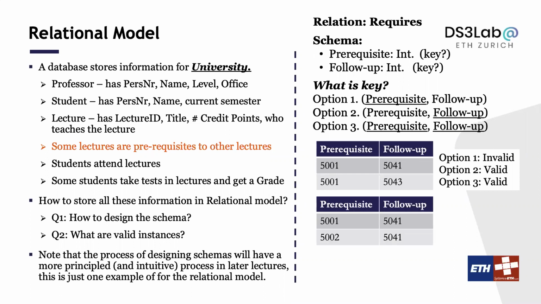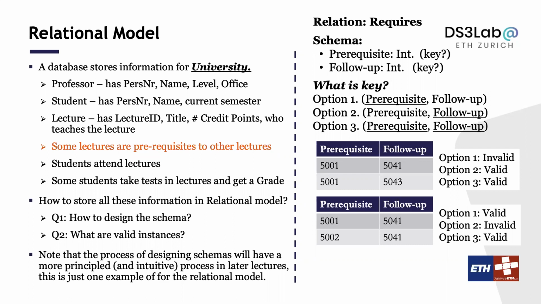And let's look at this instance. Okay, I have one follow-up course 5041. To take that course, you need to take two different courses. You need to take both 5001 and 5002. So this instance is valid under option 1 if you have prerequisite as a key, okay? Because if you take these two tuples, they have different values on the prerequisite, right? However, it's not valid under option 2, right? Because these two tuples share the same value on follow-up. If my primary key is follow-up, then I do not allow instances like this.